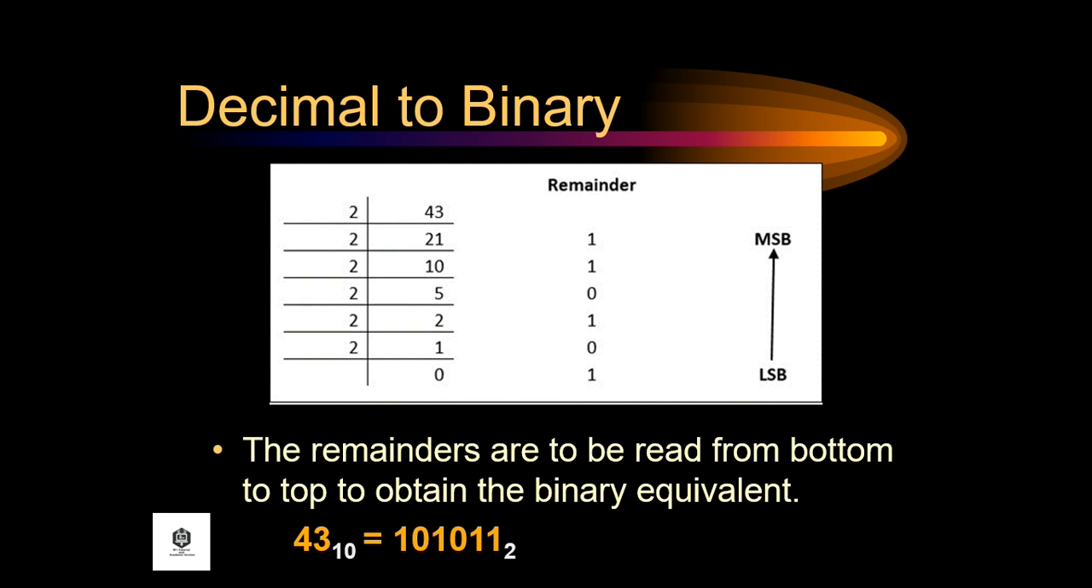So the answer is, 43 in decimal corresponds to 101011 in binary.